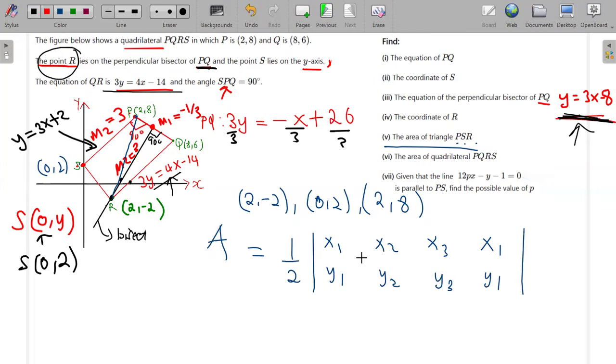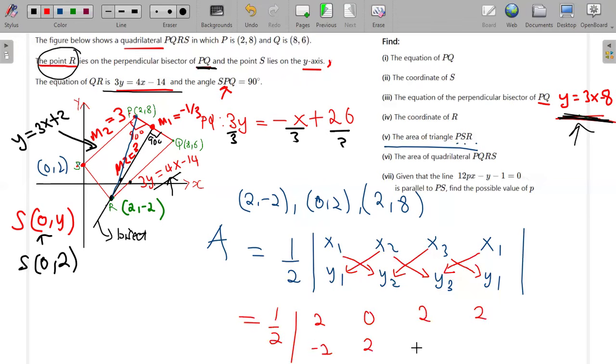To find the area now, we'll be multiplying the coordinate there with this, the coordinate there with this, the coordinate there with this. Then we say minus, and then we start multiplying in this direction like this. So this formula is very simple. I'll say half, and I'll take this one as my x1, so it will be 2. This one as my x2, 0. That one as my x3, 2. And then I go back to my x1, which is also 2. For the y, I do the same: minus 2, 2, 8, minus 2. Then I do this kind of multiplication. So it will be 1 over 2.